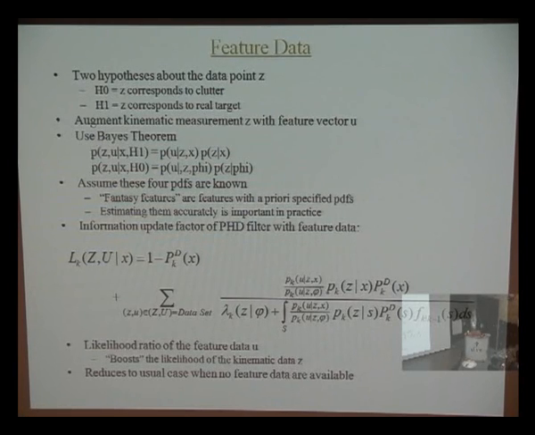But again, if you don't have the features, or if you recognize that you're in a situation where these feature vectors are so unreliable that you'd be better off ignoring them, then you can just set the PDFs equal to each other, and then they disappear from the problem.